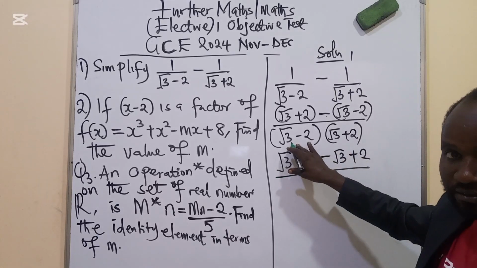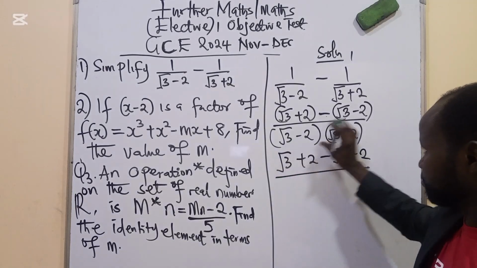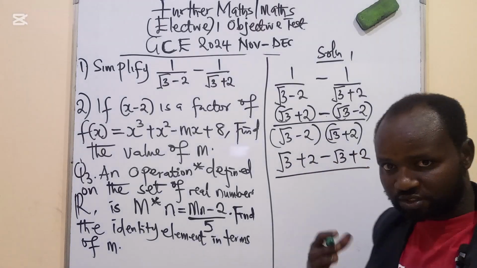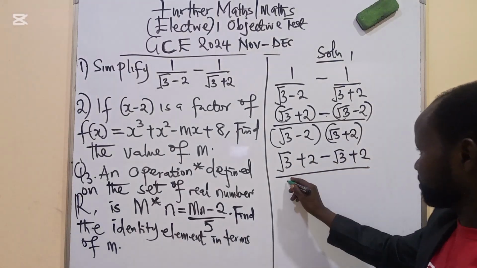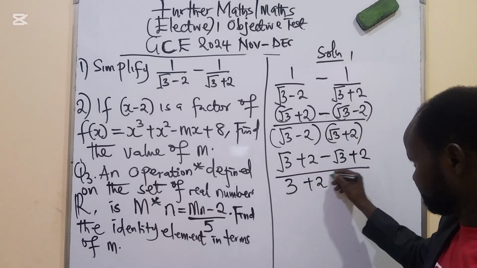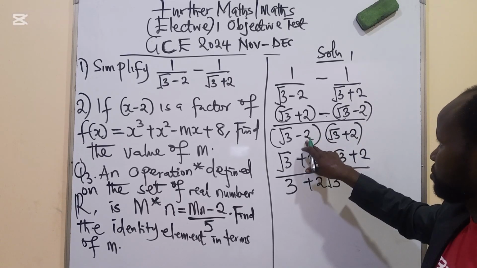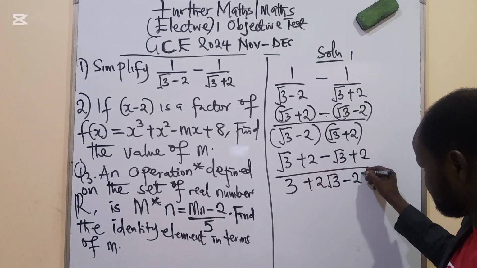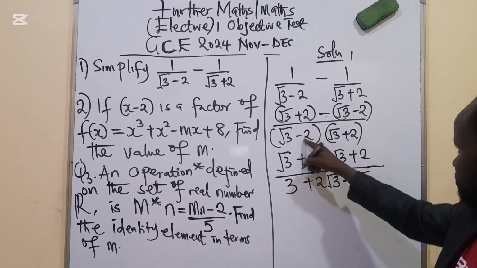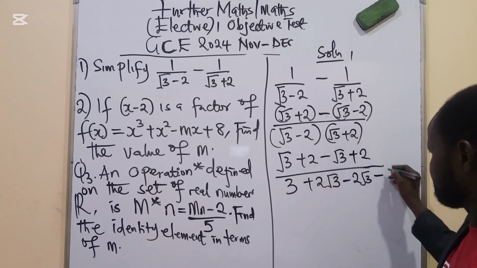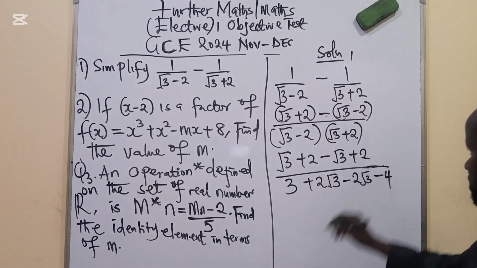Divided by, we expand what we have in the denominator. This root 3 will distribute over this. Root 3 times root 3 will be root 9, and the square root of 9 is 3. Then root 3 times plus 2 will be plus 2 root 3. Next, we move to this minus 2. Minus 2 times root 3 will be minus 2 root 3. Then minus times positive is minus, 2 times 2 is 4.